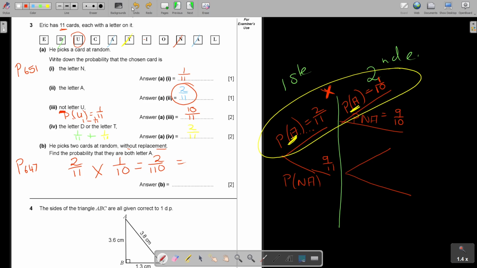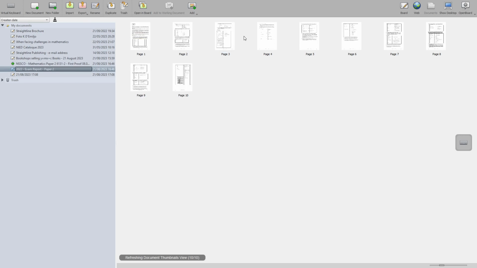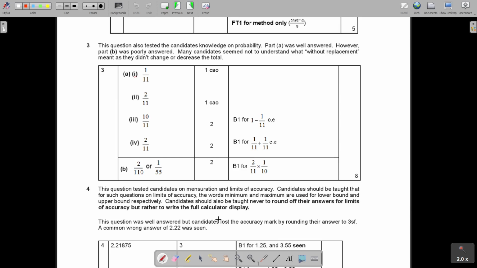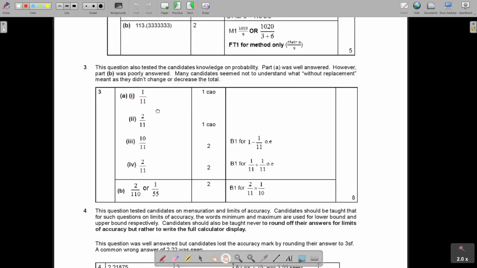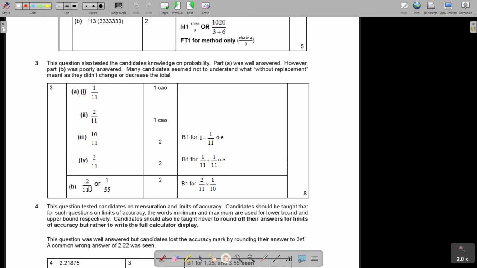Let's check if both are correct. It's 1 over 55, but I think if you wrote 2 over 110, you will also be correct. Let's check the report. We go back to the report. Okay, here it is. Can you see there? Both of them would be correct. Let's see what the report says.